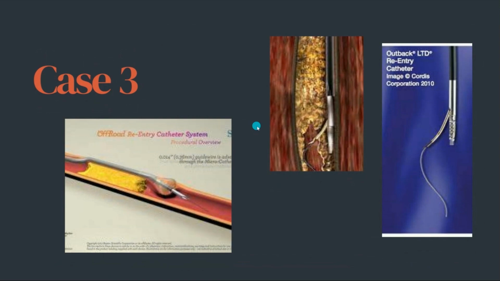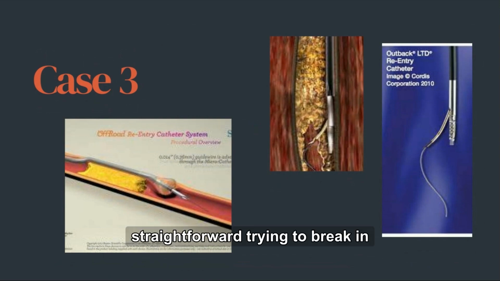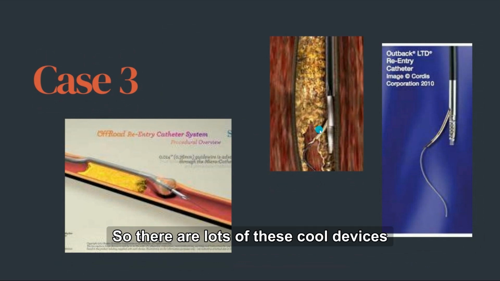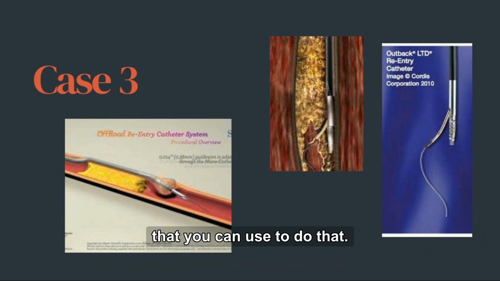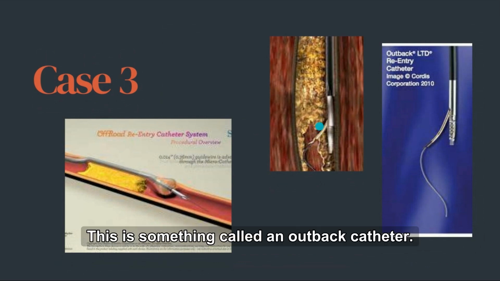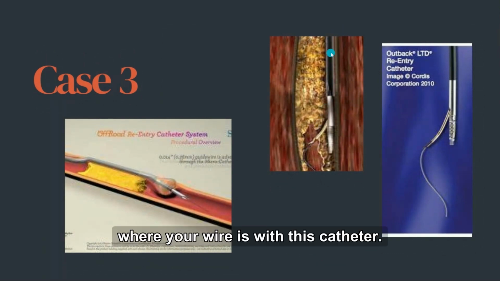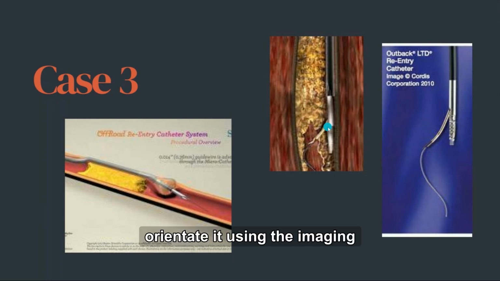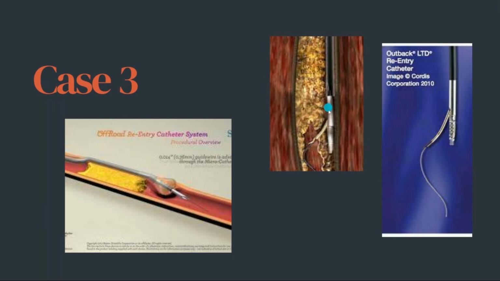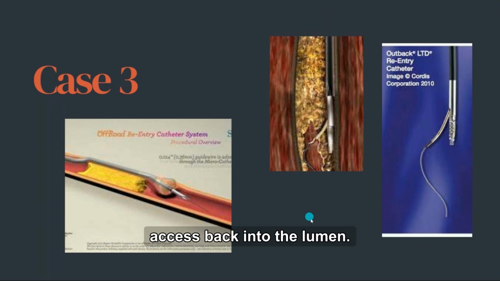As I said, it's not very straightforward trying to break in where you want to break in, and you want to break into the lumen. So there are lots of cool devices that you can use to do that. This is something called an outback catheter. You come down this subintimal layer where your wire is with this catheter, and then you orientate it using the imaging so that you think you're pointing into the lumen, and then you flick out this needle into the lumen. Through that needle, a really fine wire will go into the lumen. You take this out over the wire and you've got your access back into the lumen.